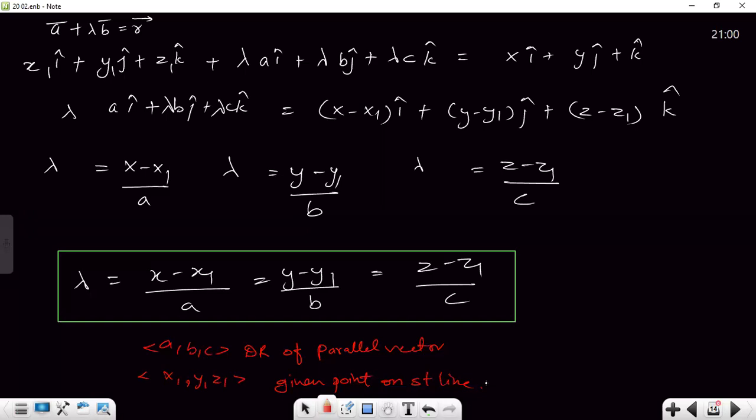It is just an expression that x minus x1 divided by a is proportionate with every other. This is the Cartesian form of the equation of a straight line. Very important to understand.